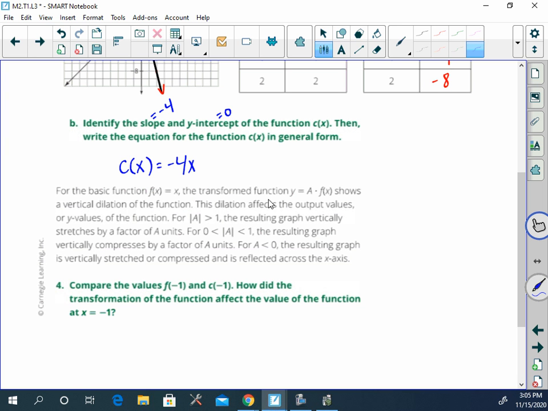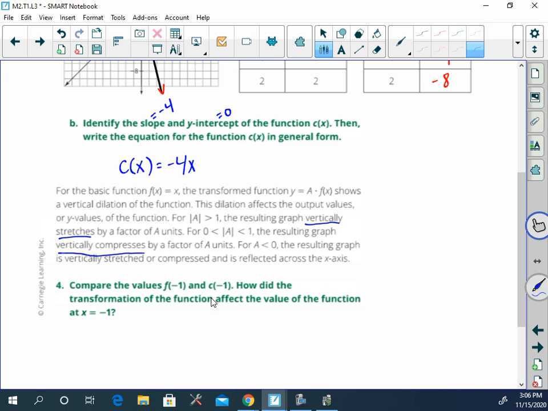So if my a value or absolute value of a is greater than 1, like 4 or 5 or 2 even, what's going to happen is it's going to vertically stretch it. And if it's between 0 and 1, so if it's like a fraction or a decimal, like a half or a third, it's going to vertically compress it by that factor. And this stuff's coming up on the next page, okay?